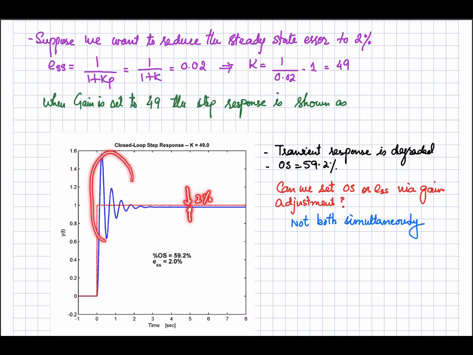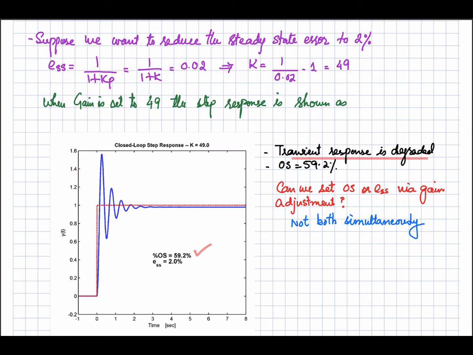But what about this one? Your overshoot has increased. The overshoot is calculated to be 59.2%, that is quite high. So the transient response is degraded. Transient response means your overshoot, your peak time, your rise time, your settling time, your delay time, all of those are the time transient response specifications, right?